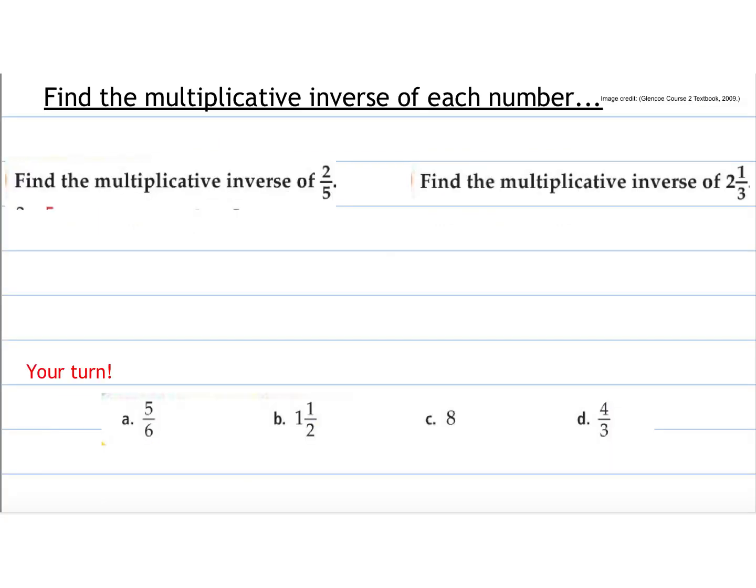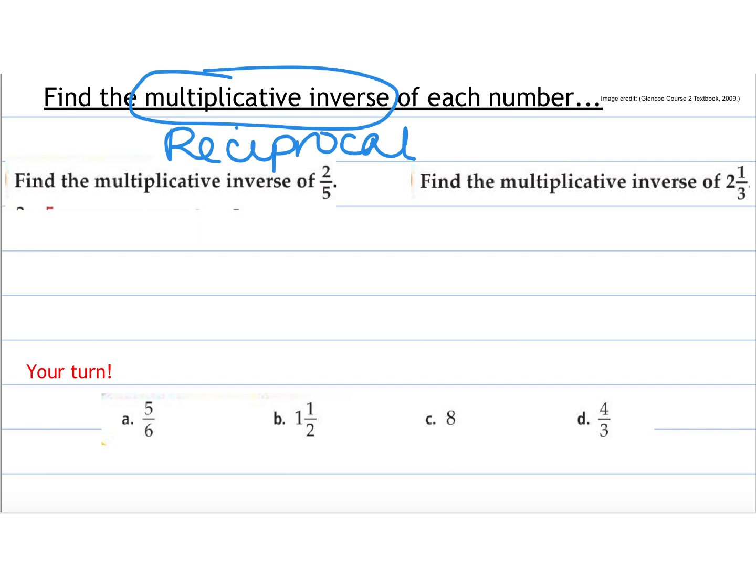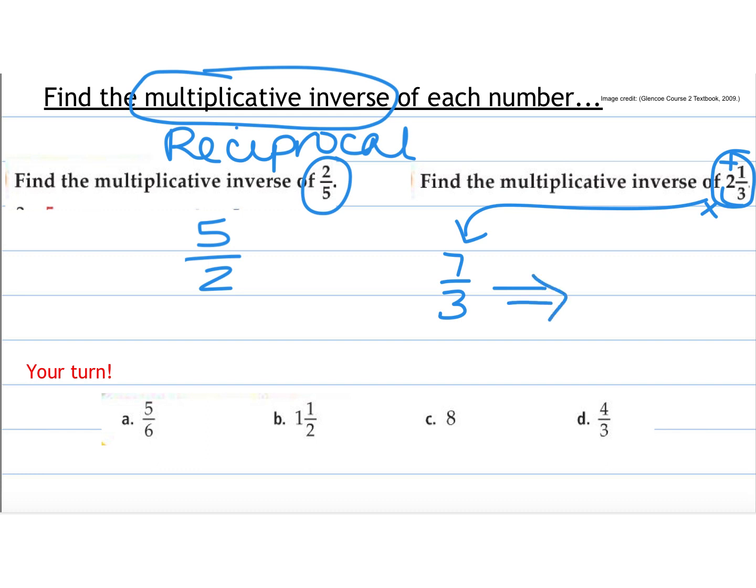So the reciprocal is the same thing as the multiplicative inverse. So please write multiplicative inverse, but also write the word reciprocal, which means that we take a fraction and we flip it. So the multiplicative inverse of 2/5 is going to be 5/2. The multiplicative inverse of 2 1/3, first I need to write it as an improper fraction, which would be 3 times 2 is 6 plus 1, so it would be 7/3. And then the multiplicative inverse would be 3/7. If we have 5/6, it would be 6/5.